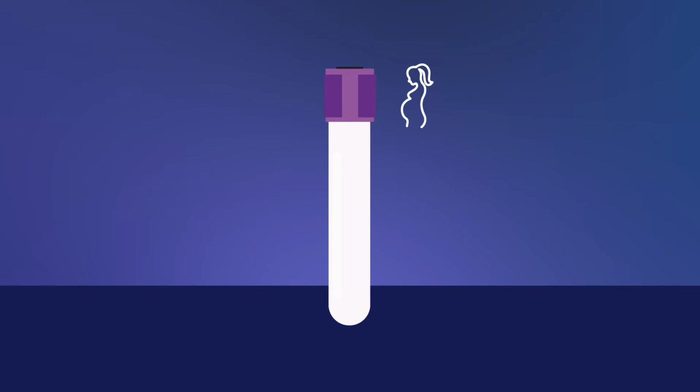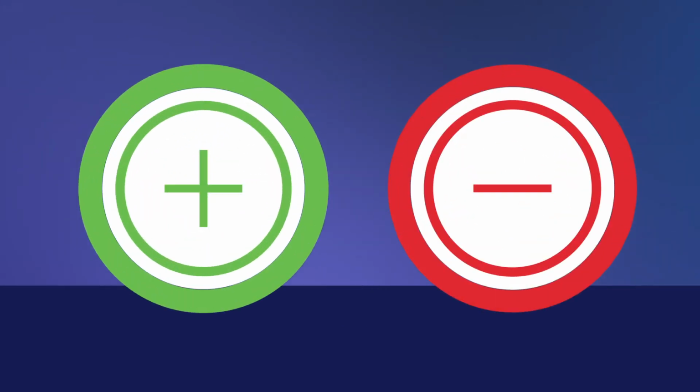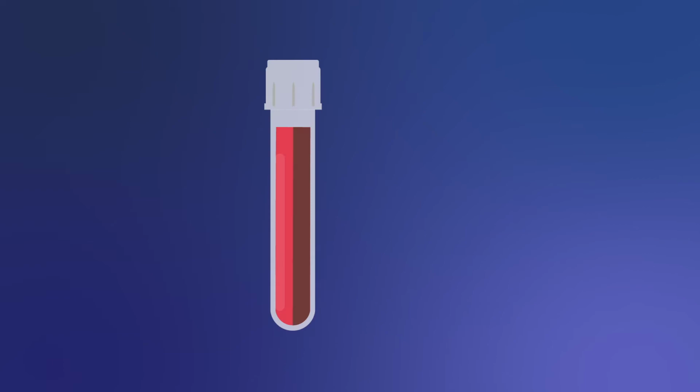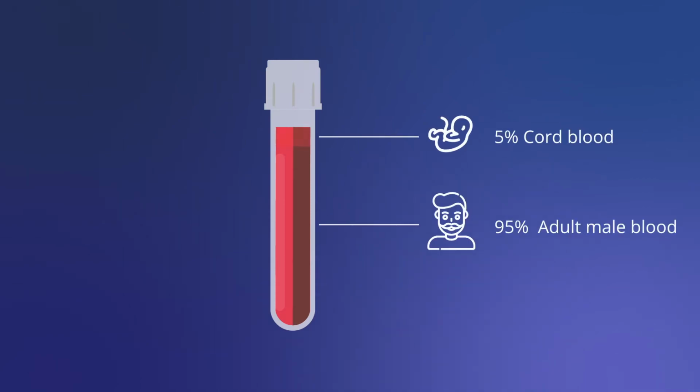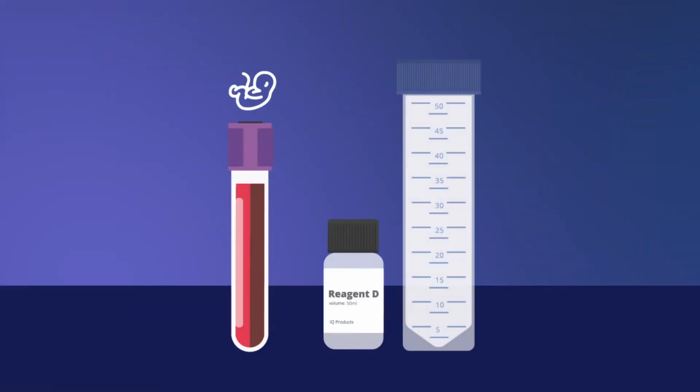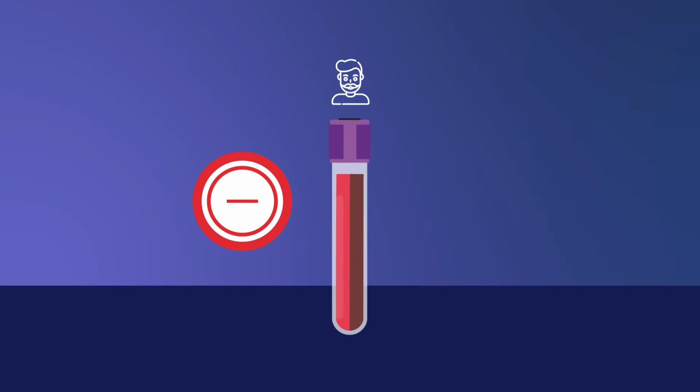To assess the level of fetomaternal hemorrhage, a blood sample from the mother must be collected. Running a negative and an artificially made positive control besides the maternal sample is advised. As an artificial positive control, fetal control or adult male blood spiked with 5% cord blood can be used. Cord blood should always be washed with reagent D before use. As a negative control, adult male blood is advised.